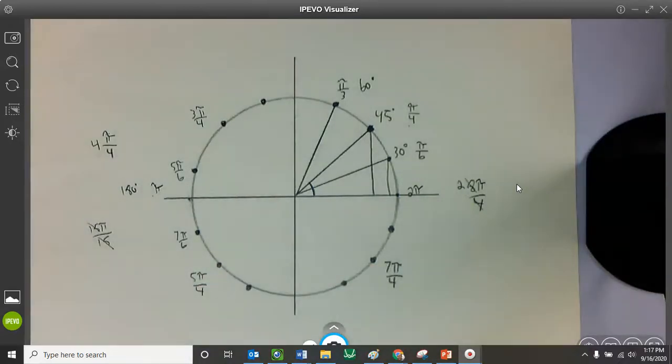That's the idea behind finding some angles. Go through and fill out your unit circle, all of the angles, degrees and radians, and then we'll start working on the points in the next video.